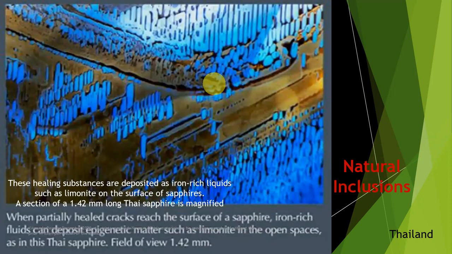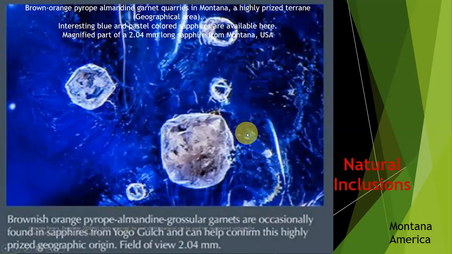Now come here, it is Thailand. These healing substances are deposited as iron-rich liquids. When it is cooling, all the inclusions are healing. When it is healing, it fills with iron-rich liquids, such as limonite, on the surface of the sapphire. The section is a 1.42 millimeter long Thai sapphire, magnified. But this is also a natural inclusion.